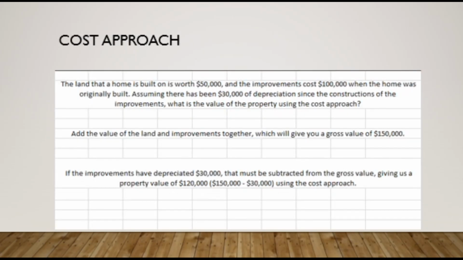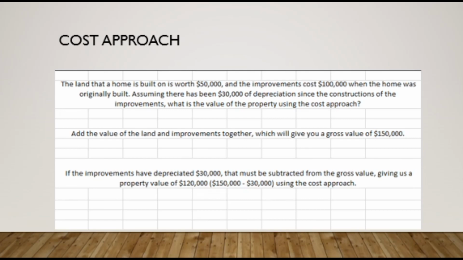Cost approach. The land that a home is built on is worth 50,000 and the improvements cost 100,000 when the home was originally built. Assuming there has been 30,000 of depreciation since the construction of the improvements, what is the value of the property using the cost approach?